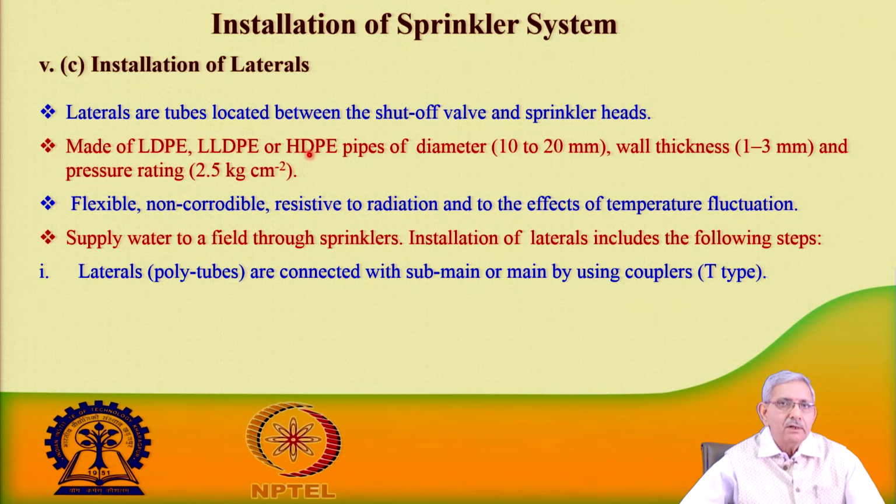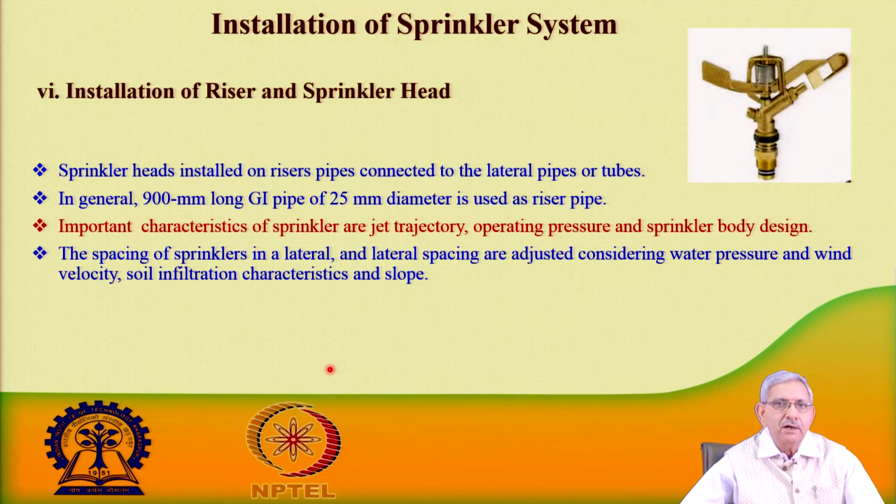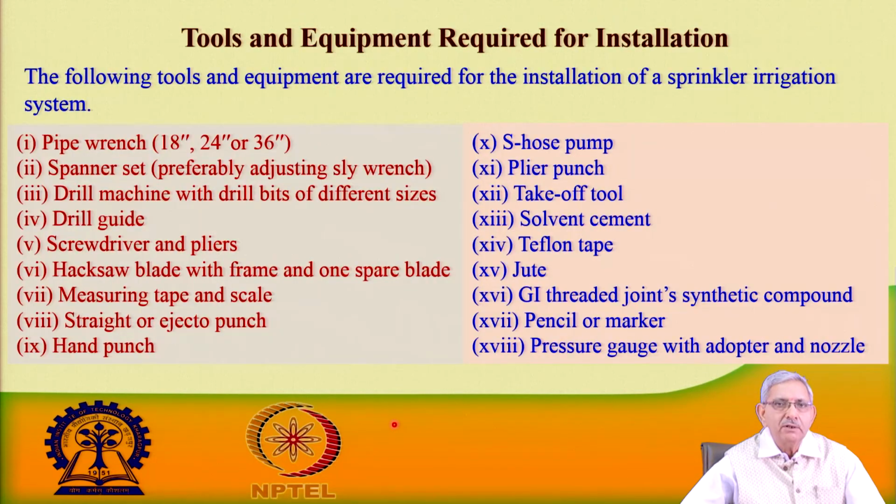Then installation of the laterals. Laterals are of smaller size, and they are normally kept above the pipeline, and on these laterals the riser pipelines are installed. Installation of riser pipeline: this is the sprinkler head, and below the sprinkler head the riser pipeline is there, which is made up of GI, that is galvanized iron. Normally a 1 inch pipeline, that is a 25 millimeter diameter pipeline, is used, and this is simply a threaded part, and this can be done very easily.